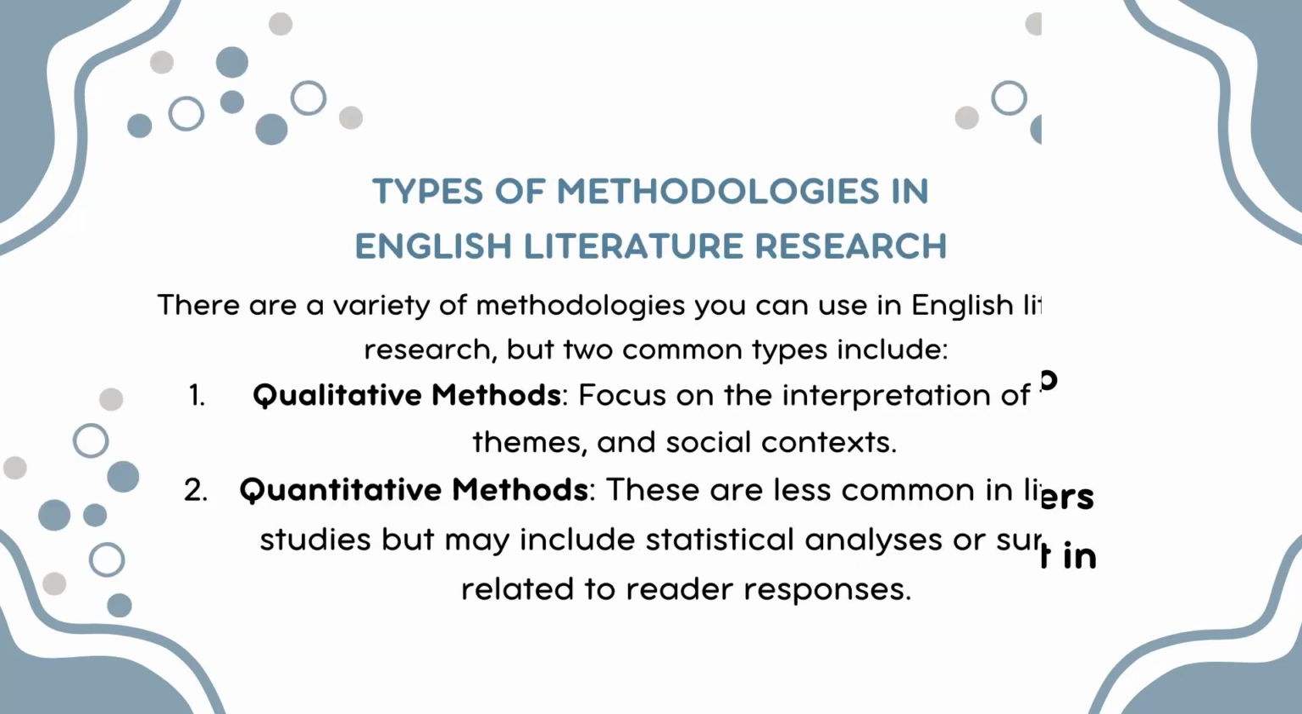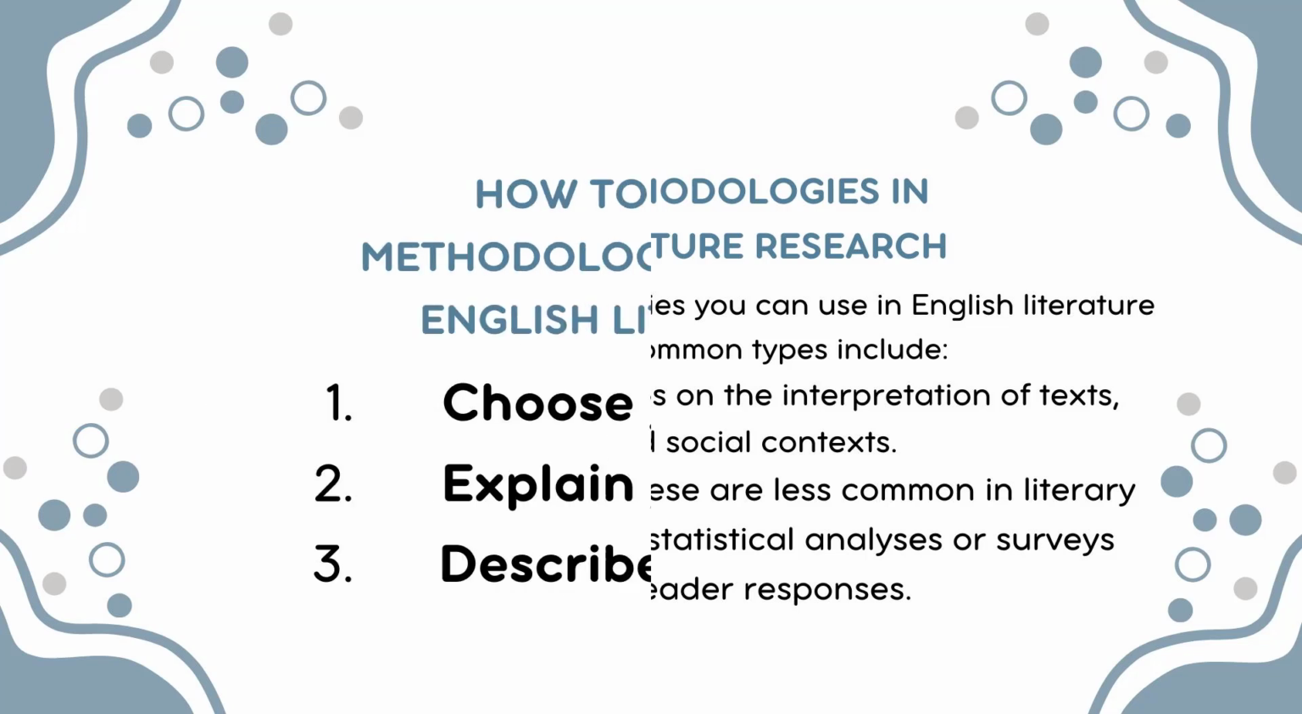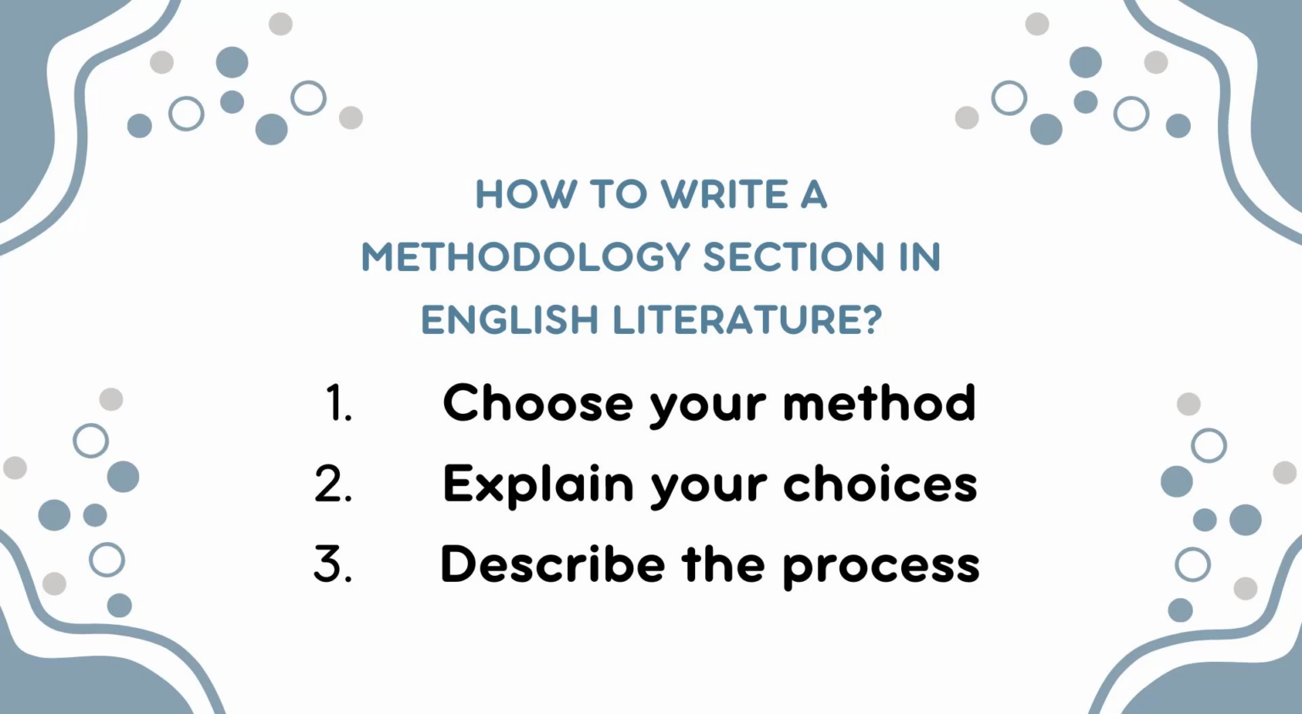Types of methodologies in English literature. There are a variety of methodologies you can use in English literature, but two common types include qualitative methods and quantitative methods. Focus on the interpretation of text, themes, and social context is known as qualitative method. These are less common in literary studies but may include statistical analysis or surveys related to reader responses, which is known as quantitative method.